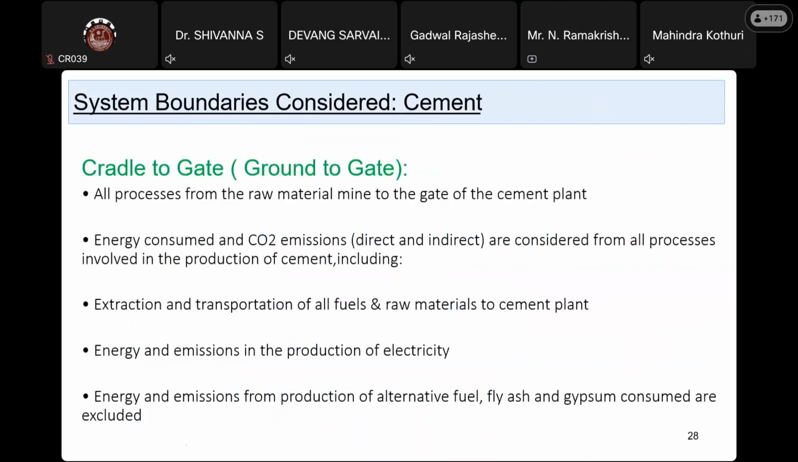So the boundary considerations which we have seen through the figure: all the process from the raw material mined to the gate of the cement plant, energy consumed and CO2 emissions. This has two, direct and indirect, to be considered, right? Directly or indirectly, maybe bringing to the site and during the process at the site also, we're going to have direct and indirect processes, production of cement, and transportation also, you require some fuel. Alternative fuel, fly ash and gypsum are excluded in this boundary consideration.